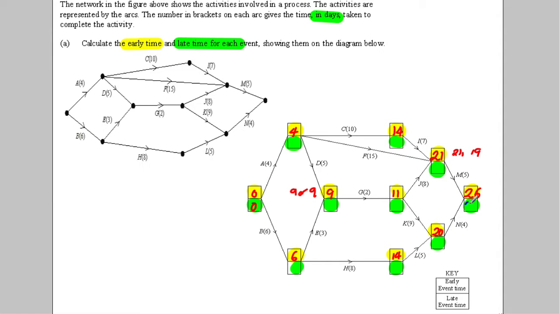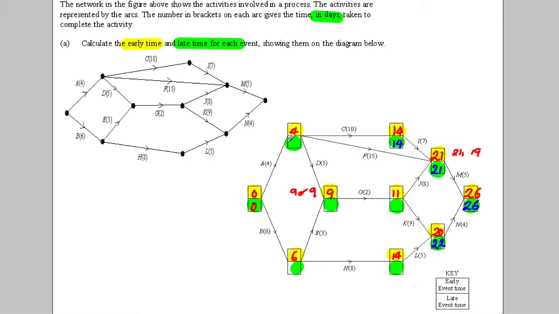And now you're going to go backwards and start with that number 26 in the bottom. So you're looking back. What time did you need to leave here in order to get here by 26? Well, 26 take away 4 is 22. As long as I left here by 22, I'd be fine to get there. What about here? Well, as long as I've left here by 21, 26 take away 5 gives me 21. That's fine. Right, what about here? When did I need to leave here? 21 take away 7 is clearly 14, like that. How could I have got here?